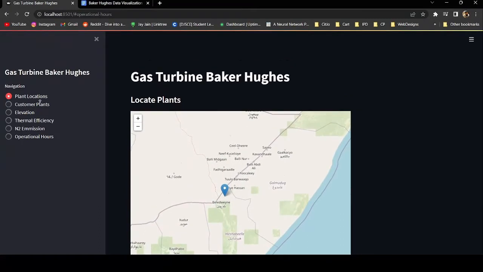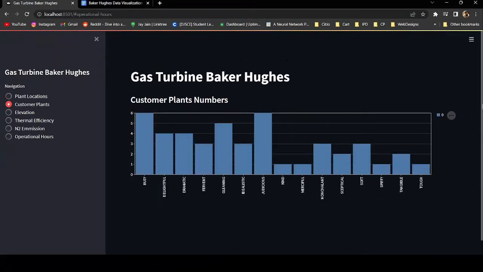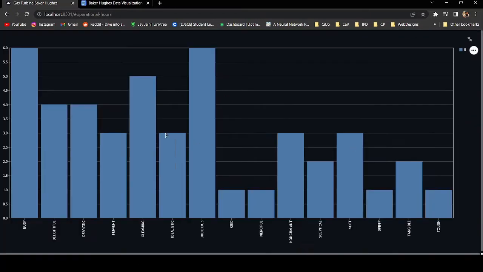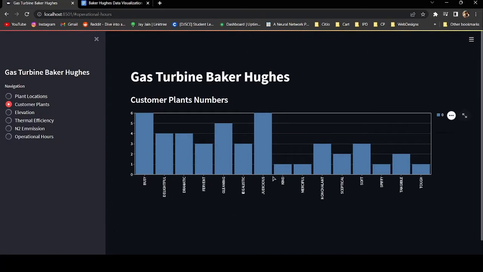So that is that. And so the next was customer plants. Here, what we show is basically a bar graph of various customers along with the plants dedicated to them. Every customer has a plant dedicated to them, and every plant has engines in it. The busiest customers had the most number of plants, with values ranging up to 6. Moving on was plant site elevations.